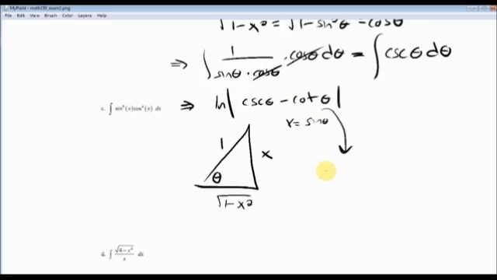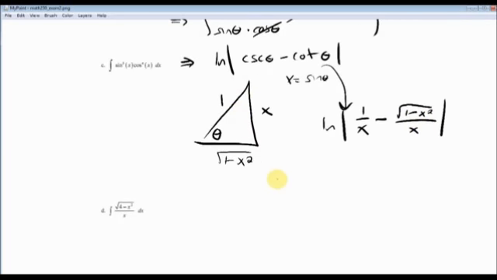Alright, so this is going to turn into the natural log of, now cosecant is 1 over sine. Sine is x over 1. So cosecant is 1 over x. And cotangent, the opposite of tangent. So if tangent is opposite over adjacent, cotangent is adjacent over opposite. So final answer would be negative 1 over x sine inverse x plus the natural log of 1 over x, minus the square root of 1 minus x squared. Alright, so I know that was a longer problem, but that's how you do it.